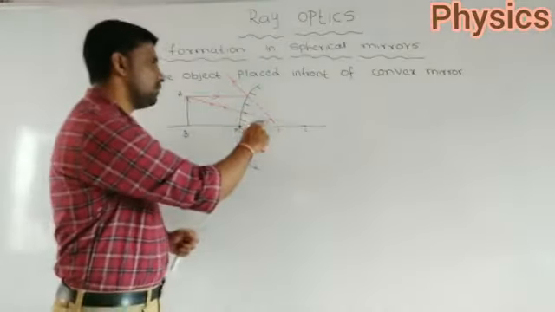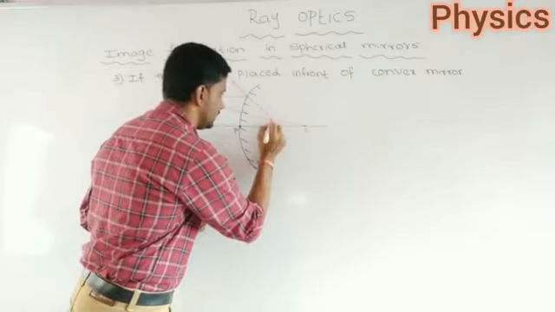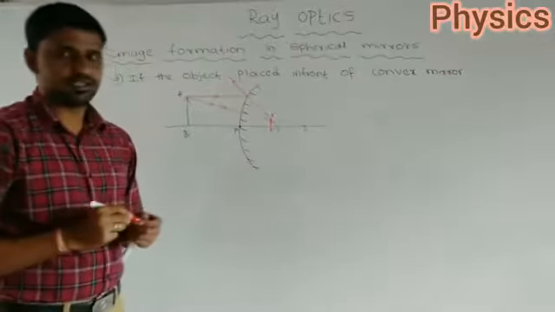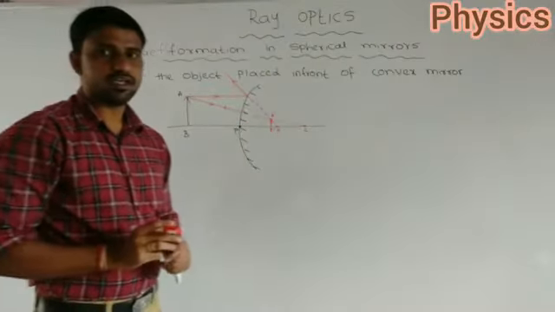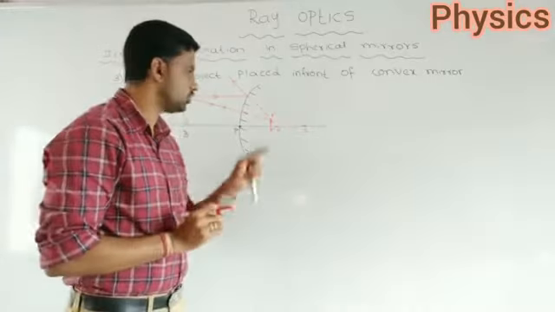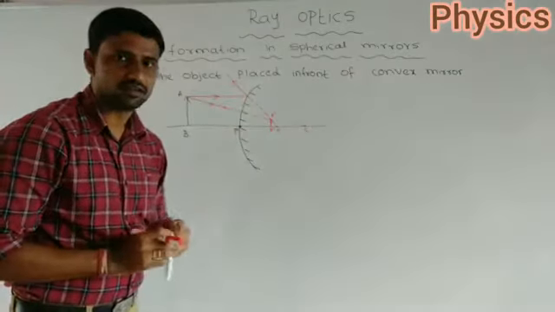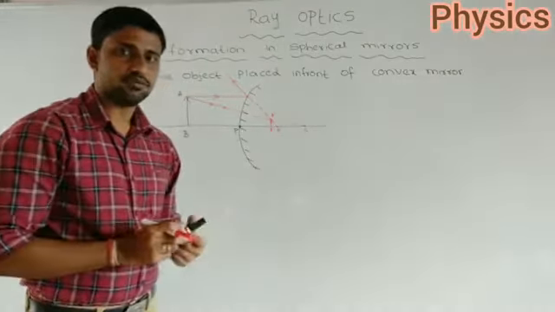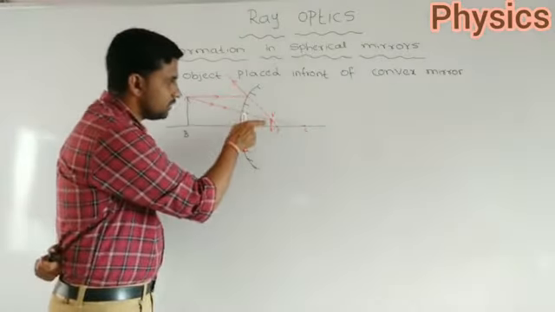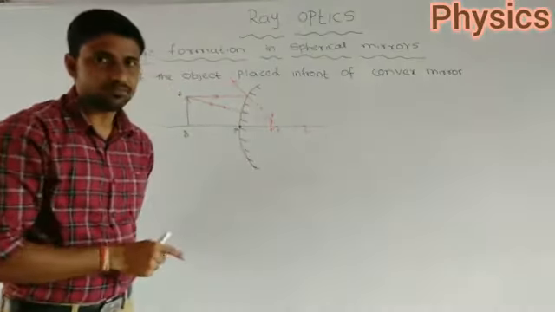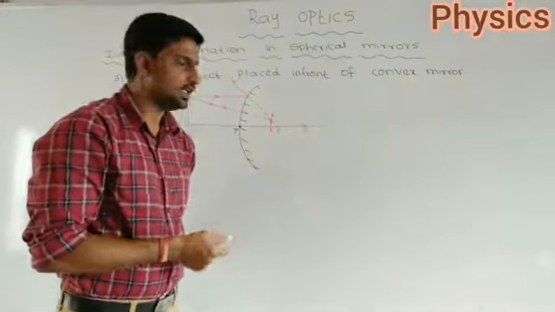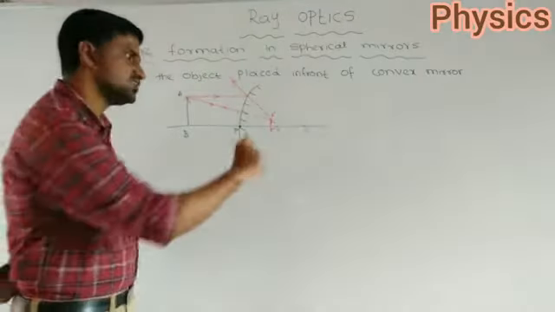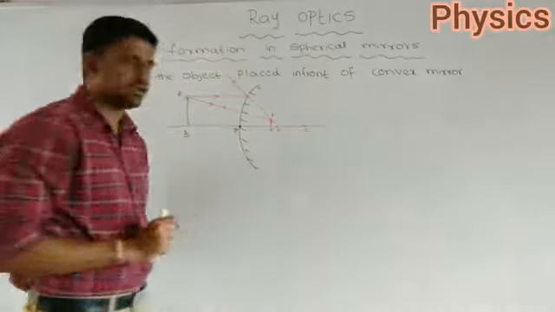That means I am getting the image here. So here I am getting the image. This is the image I am taking, A dash B dash. This type of image I can call a virtual image because the rays actually do not meet. By extending these reflected ray lines, I get the image. So that type of image is a virtual image. And if you observe the image of this object, this is the straight image you are getting, so it is erect. And if you observe the size of the object and the size of the image, the size of the image is small compared to the size of the object.